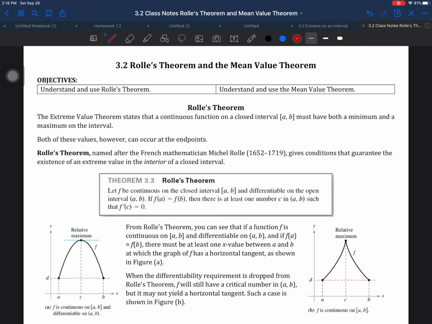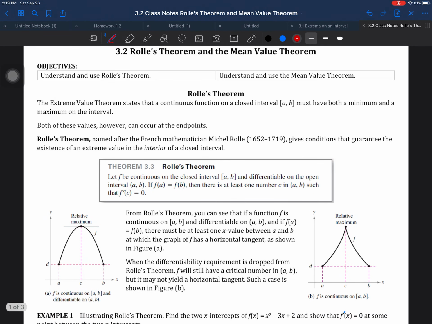mean value theorem. Before Rolle's theorem, we had a theorem called the extreme value theorem, which stated that a continuous function on a closed interval [a, b] is guaranteed to have both a minimum and a maximum within this interval. And it even states that those two values happen either within the interval or on the endpoints.